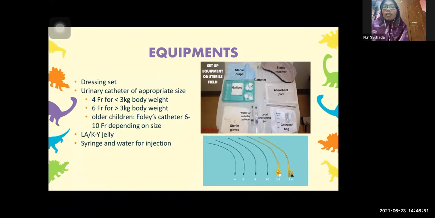Okay, and then urinary catheter of appropriate size. Actually, the size depends on the body weight of the child. If the weight of the child is less than 3 kilograms, then we might have to use 4 French. If more than 3 kilograms, 6 French. And for older children, we can use Foley's catheter, 6 up until 10 French, depending on the size of the child. And then lidocaine might also be needed, and also KY jelly for lubricant. And lastly, normal saline and water for injection.